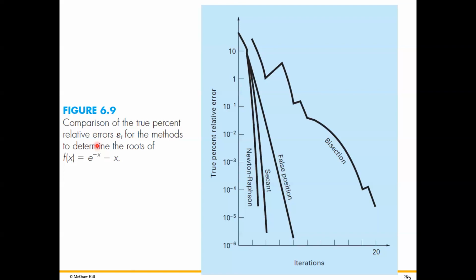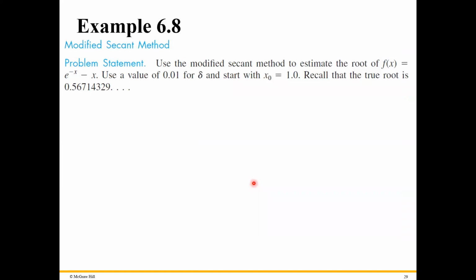We can illustrate this for the function e to the power minus x, minus x. Earlier we have used this function for a few of those methods. On your own, maybe you can try to produce this chart in Excel or even MATLAB. You can see that the bisection method is the slowest to converge, whereas the Newton-Raphson method is the fastest to converge.